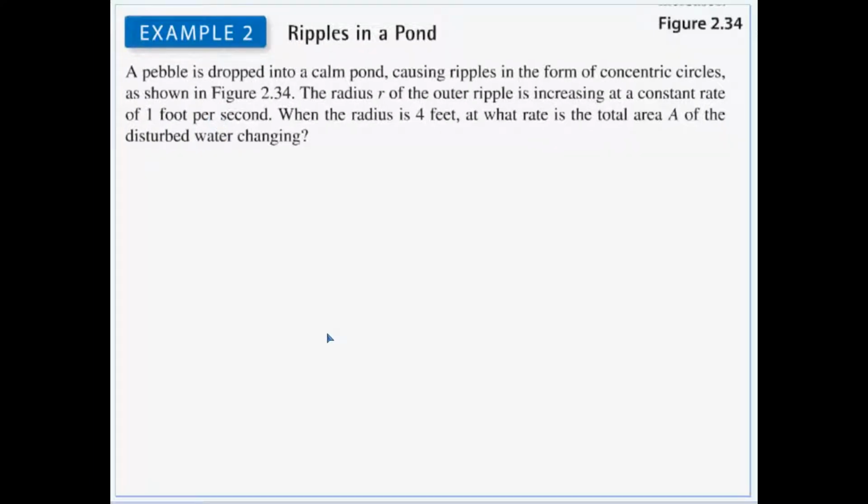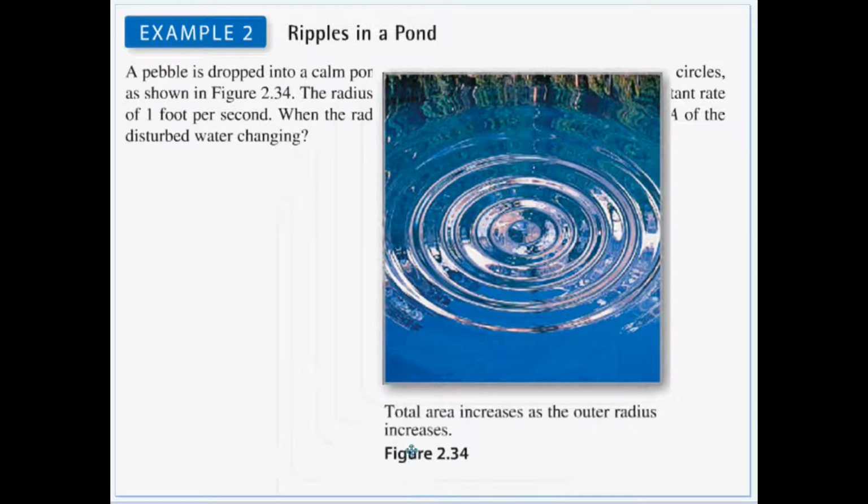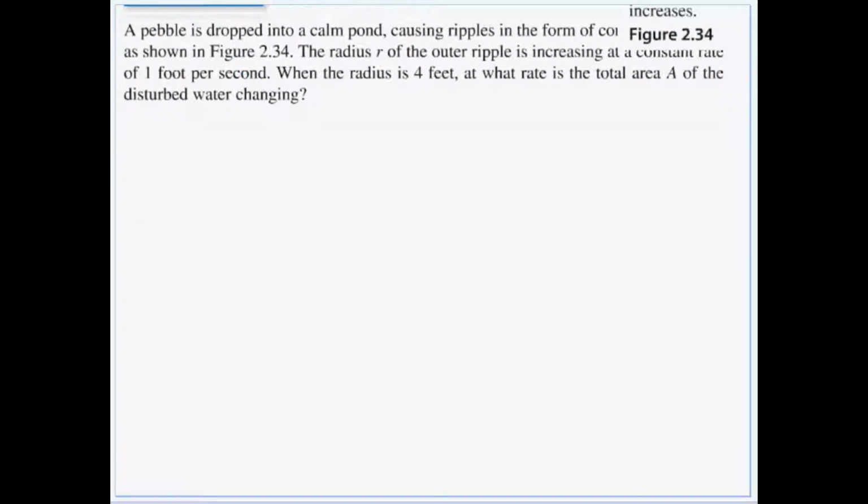Example 2, ripples in a pond. A pebble is dropped into a calm pond, causing ripples to form in concentric circles as shown in the figure. So here the pebble goes plop in the middle, and the ripples head out from the center, creating those concentric circles. The radius r of the outermost ripple is increasing at a constant rate of 1 foot per second. When the radius is exactly 4 feet, at what rate is the total area A of the disturbed water changing?